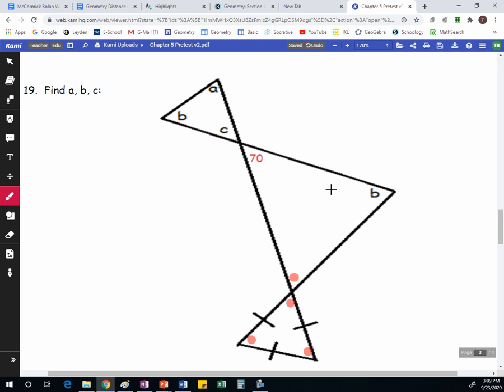See, again, we got 60 for all the angles on the bottom. Then because of vertical angles, this one's 60. Then we can do 180 minus 70 and 60 to find angle B. And the angle B turns out to be 50.